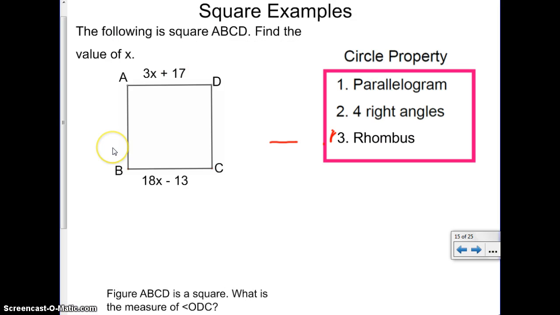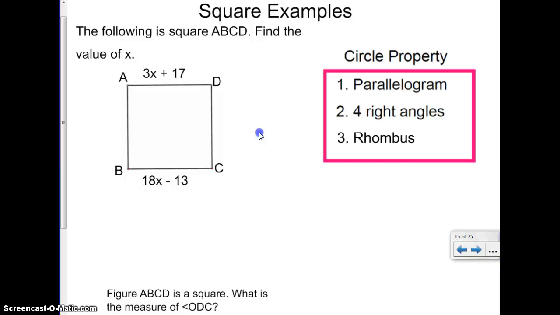So here we are with our squares. And with squares, we've got 3 major properties. Again, that they have all the properties of parallelograms. Also, like rectangles, they have 4 right angles. The difference here is that they also have the properties of a rhombus, so it might be good to flip back as I reference some of these properties so you can refresh your memory.